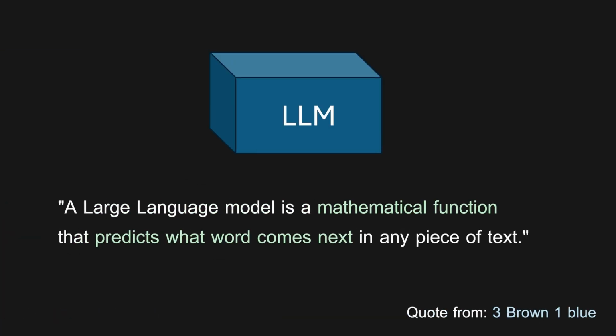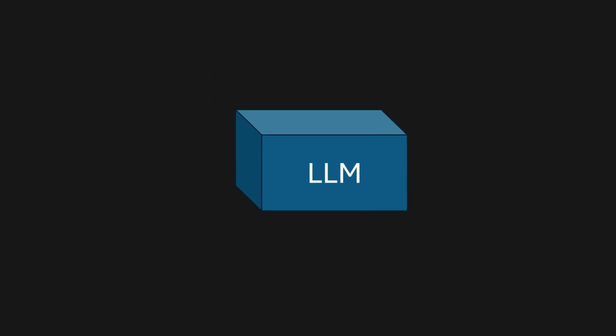A large language model is a mathematical function that predicts what word comes next in any piece of text. For example, if I provide the input, "I am going to the," the model might predict "supermarket" as a potential next word. LLMs can also generate full sentences by iteratively appending each predicted word to the input and then predicting the next word again. This process continues until the model determines that the sentence is complete or reaches a specified length.